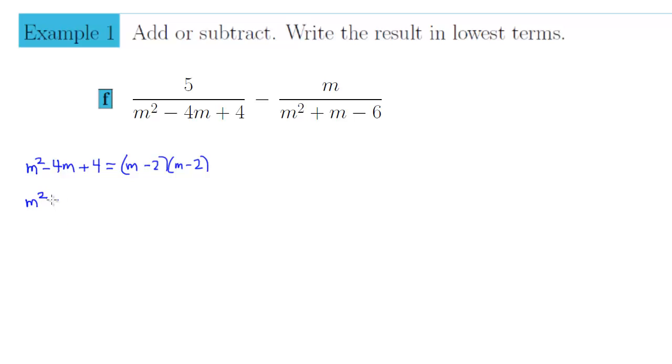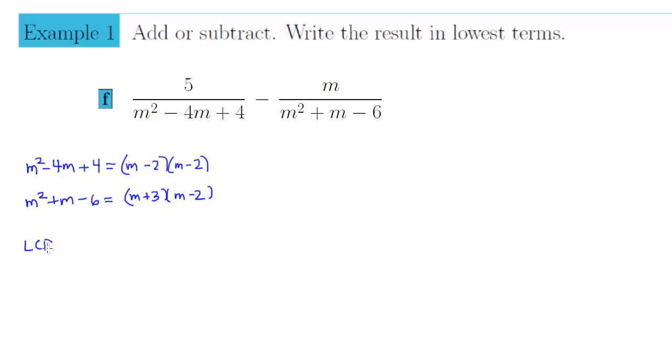Let's take the second denominator, m squared plus m minus 6. This is also a trinomial, and it factors as follows: m plus 3 times m minus 2. Again, check. M times m gives us m squared. 3 times negative 2 gives us negative 6. Plus 3m minus 2m gives us plus 1m. Wonderful. We factored out both of these denominators.